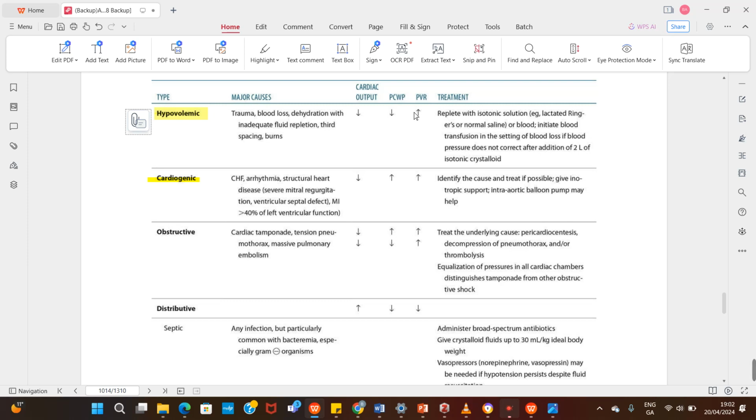So what do we do? Because this is a case of tension pneumothorax. There's tracheal shift, there's mediastinal shift. We have to do a needle decompression. So don't forget, this is tension. If it's not tension, just a large pneumothorax, you don't need to do any needle.